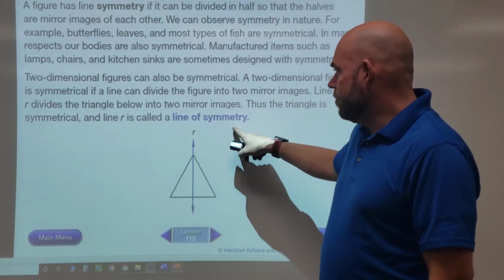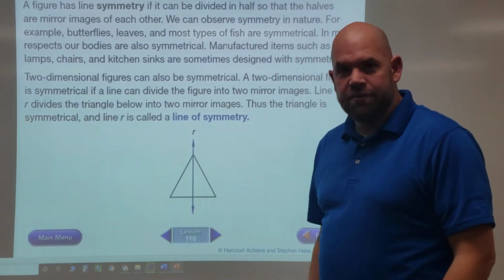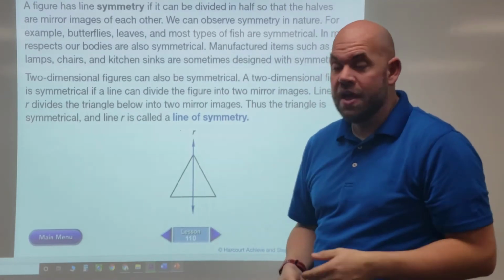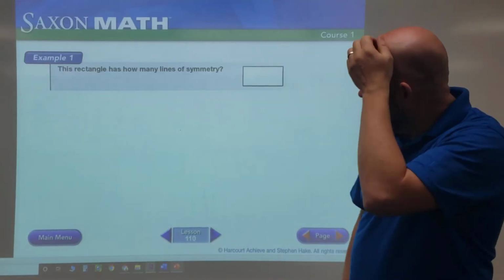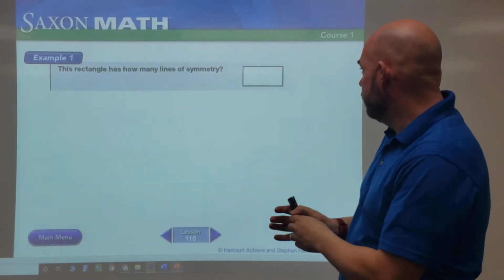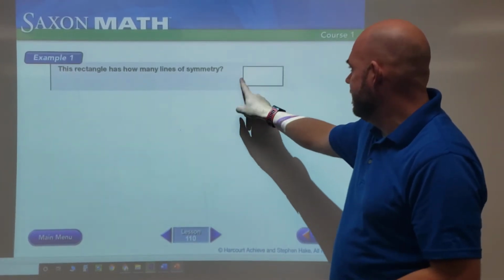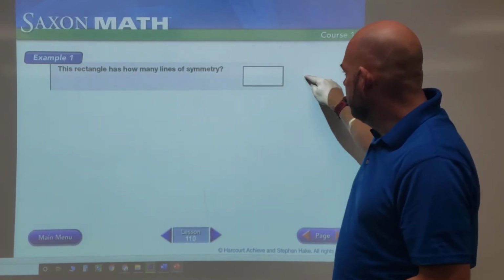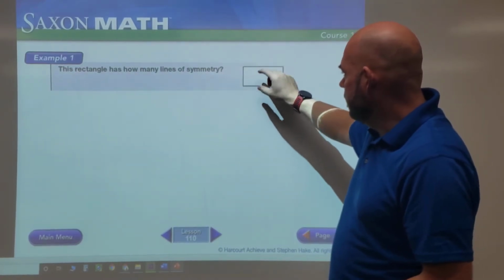The line of symmetry is the one that divides it in half. So if you can have a line and then both sides are a mirror image, that's the line of symmetry. So how many lines of symmetry are in this rectangle? Well, we can just put a line in half and see if it's the same on both sides. If we did one down here, yeah, we'd have that side and that side. If we did one here, it'd be symmetrical on the top and the bottom.